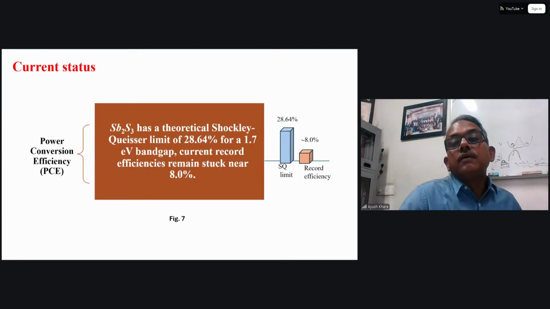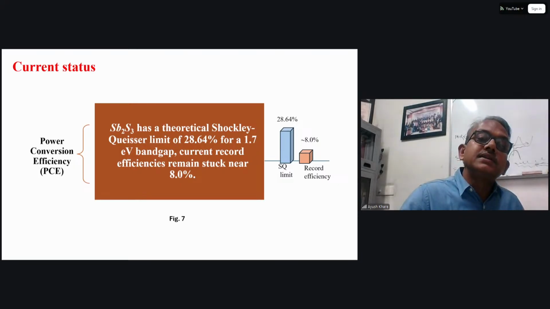Okay. So where do these Sb2S3 solar cells stand? Reality is that their power efficiency, which is 8.0% recently, can go up to 28.64% only, right? With this band gap of 1.7 electron volt. There are certain materials which have a band gap more than this, so they are wide band gap materials.